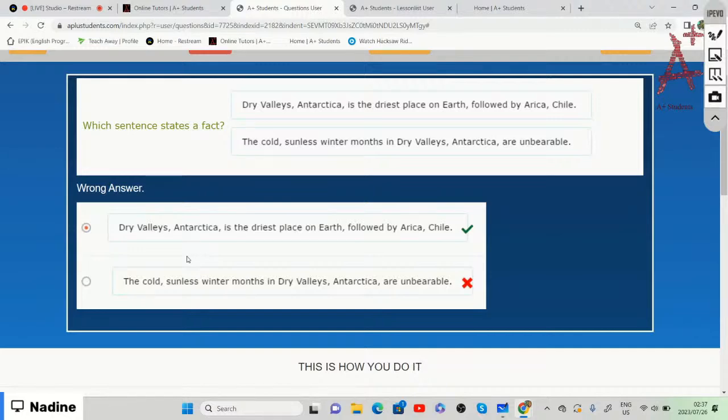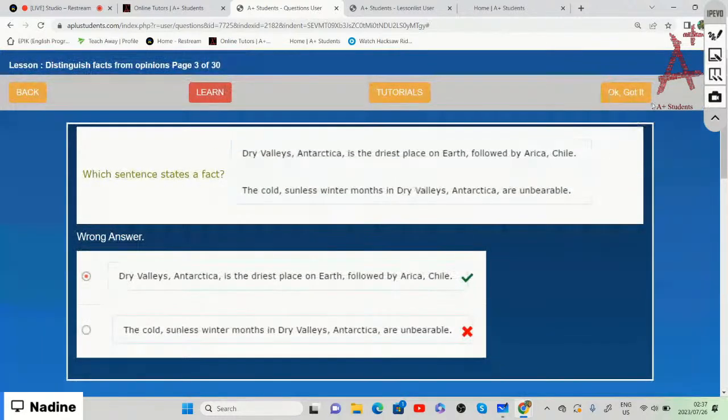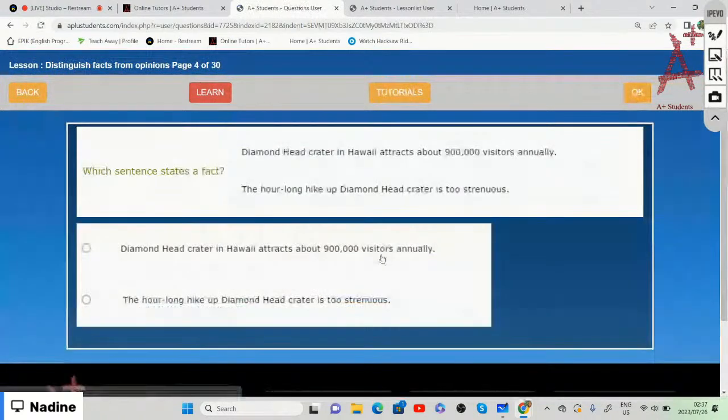This is a fact that shows that Dry Valley, Antarctica is the driest place on Earth, followed by Arica and Chile. Sometimes people might say certain things and they haven't even traveled, but based on research, observation, and experimentation, that is correct. So we've got it.